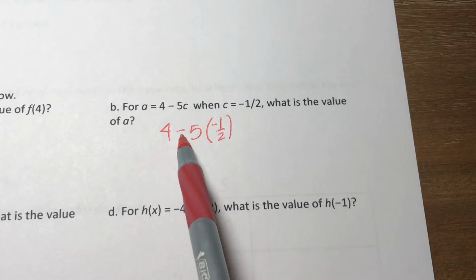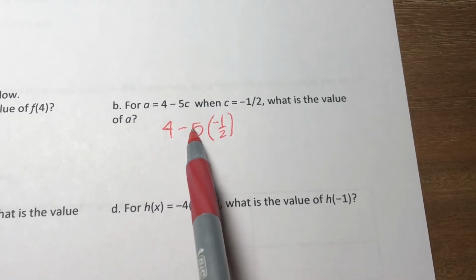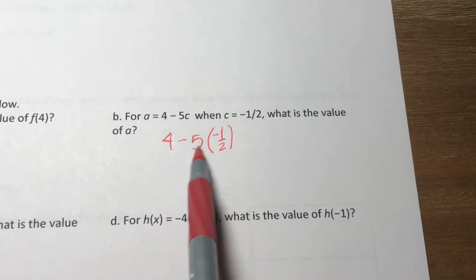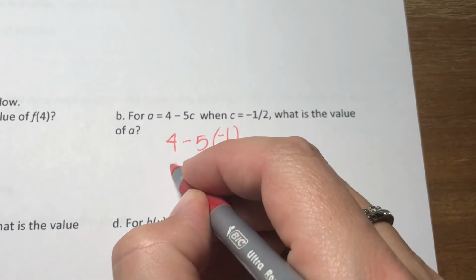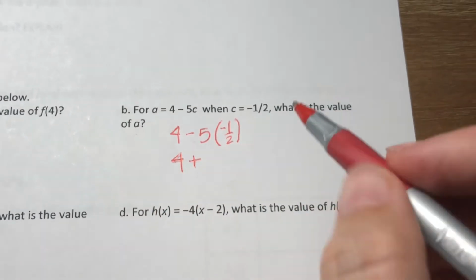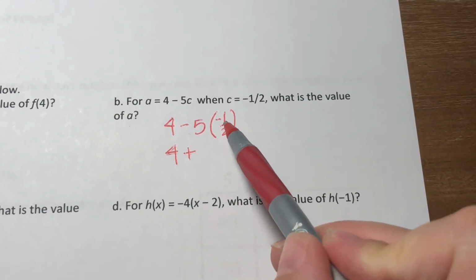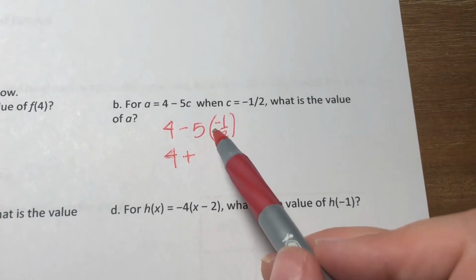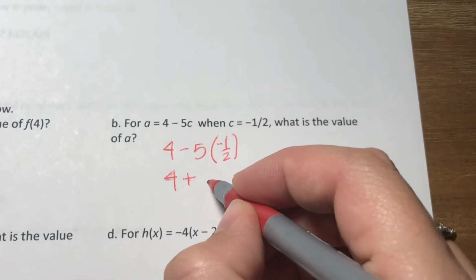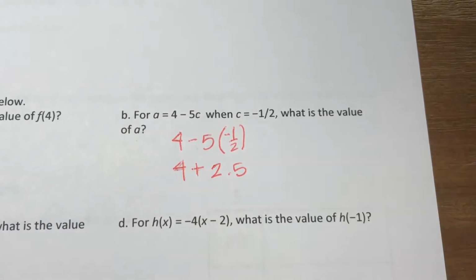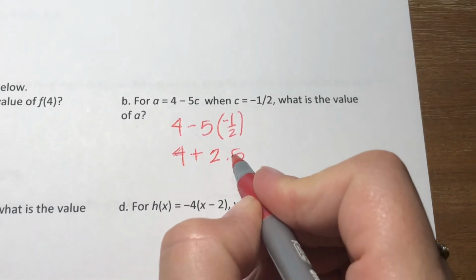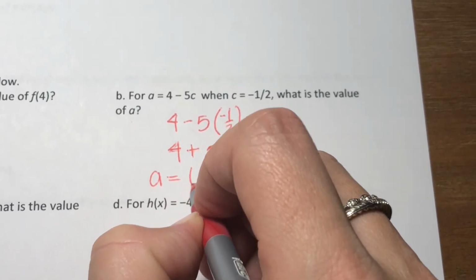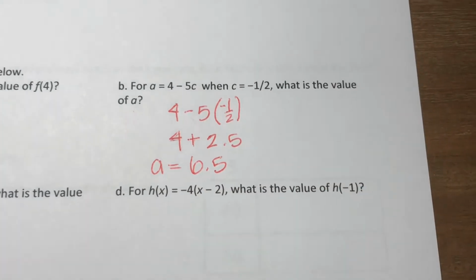I have a feeling that you guys would probably like a decimal more, so let's do that. And since we also have a negative here and a negative here, right, a negative and a negative, when we multiply them, they give us a positive. So make sure that you keep that in mind. So what that means is that we have 4 plus 5 times 1/2, and that's basically saying what is half of 5? Well, half of 5 is 2.5, so it's going to be 4 plus 2.5. And if we do 4 plus 2.5, we end up with a equals 6.5. And we're done.